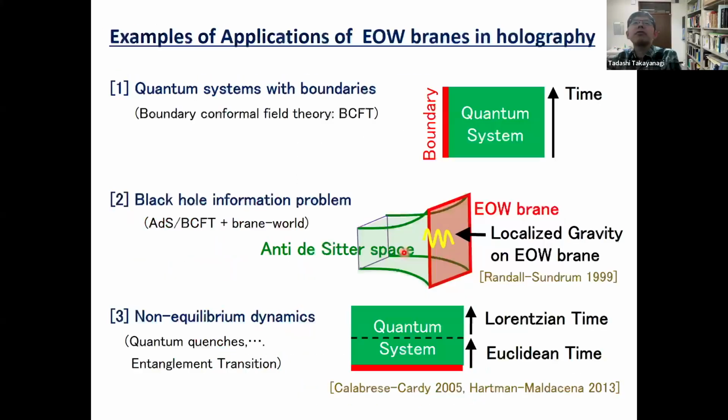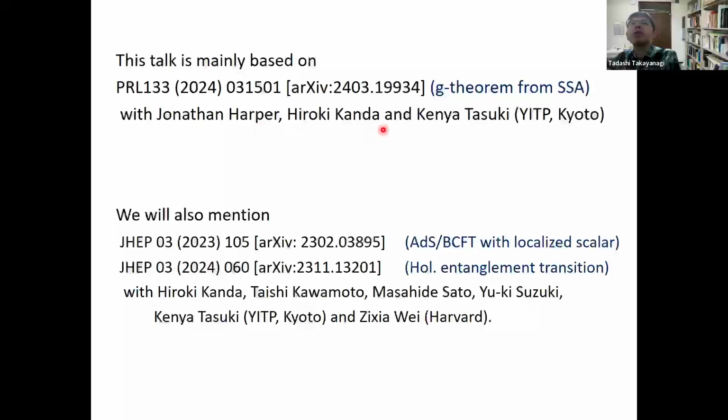The first work is with Jonathan Harper, our postdoc, and Hiroki Kanda, who is our graduate student. And this third work is about the application of holography with the end of the world brane to a setup with something called entanglement phase transition, which I will explain. This has been recently discussed in much of the condensed matter literature. And this is a work with Hiroki Kanda, Taishi Kawamoto, Masahide Sato, Yuki Suzuki, and Kenya Suzuki. They are all graduate students, and one of them is a postdoc at Harvard.